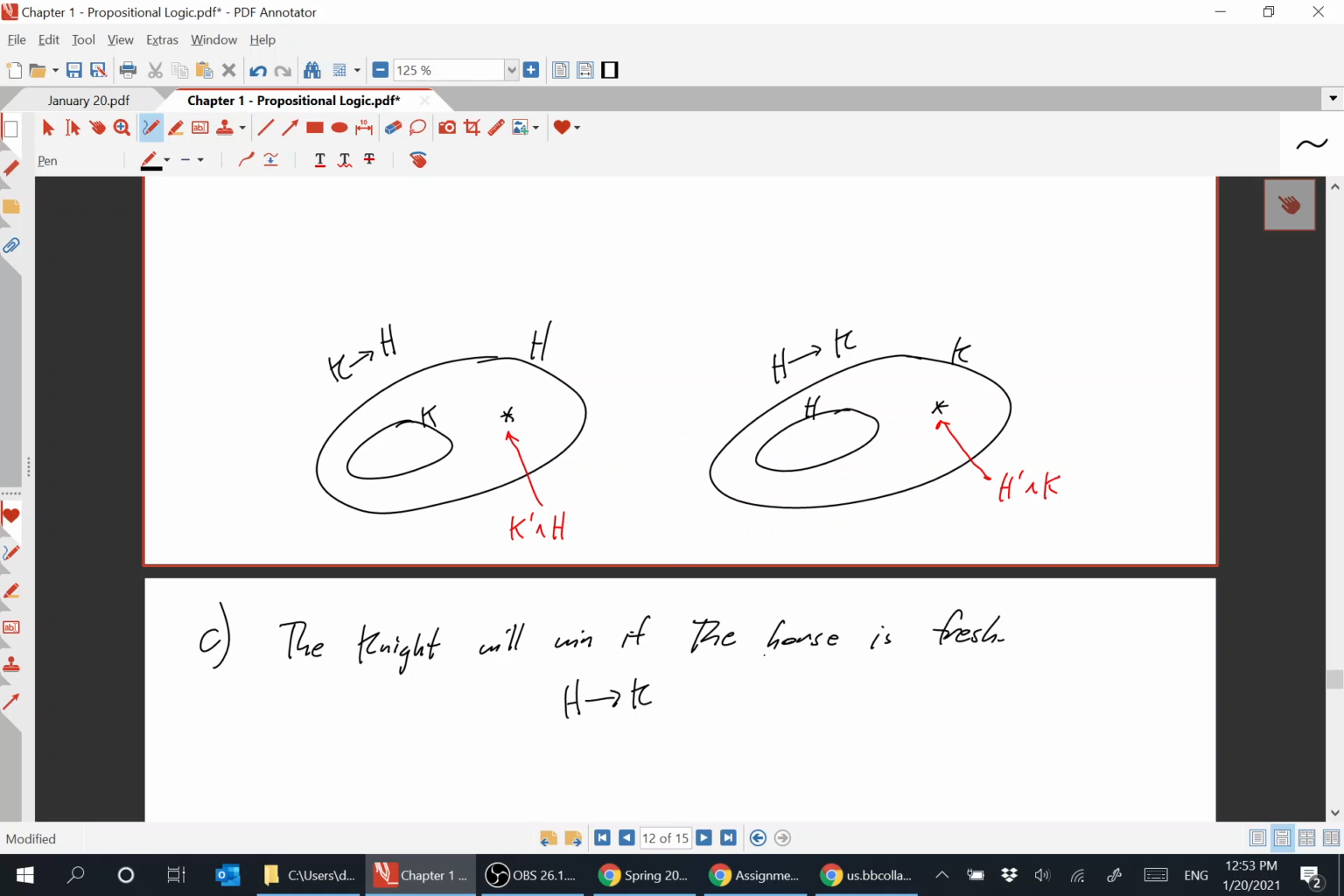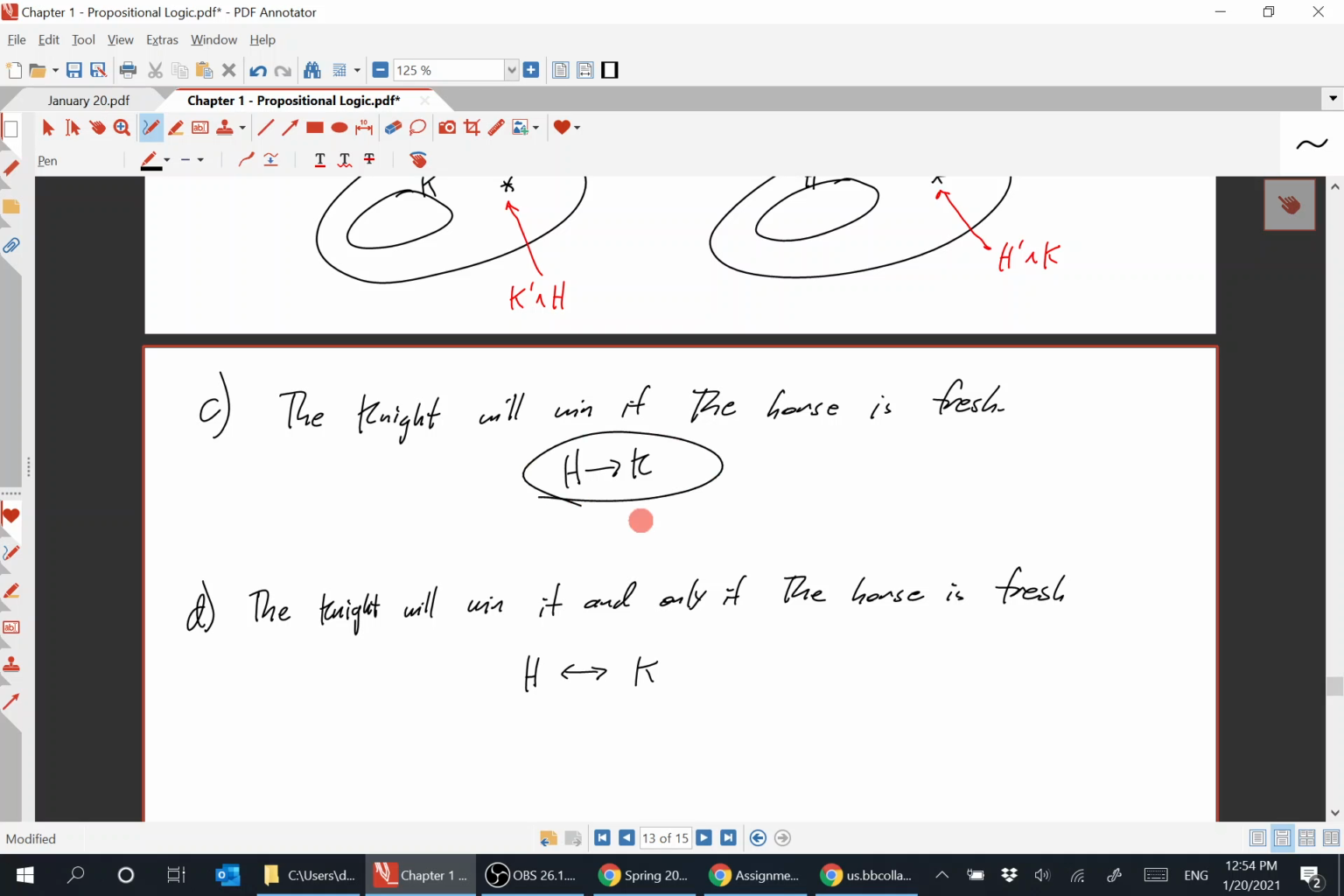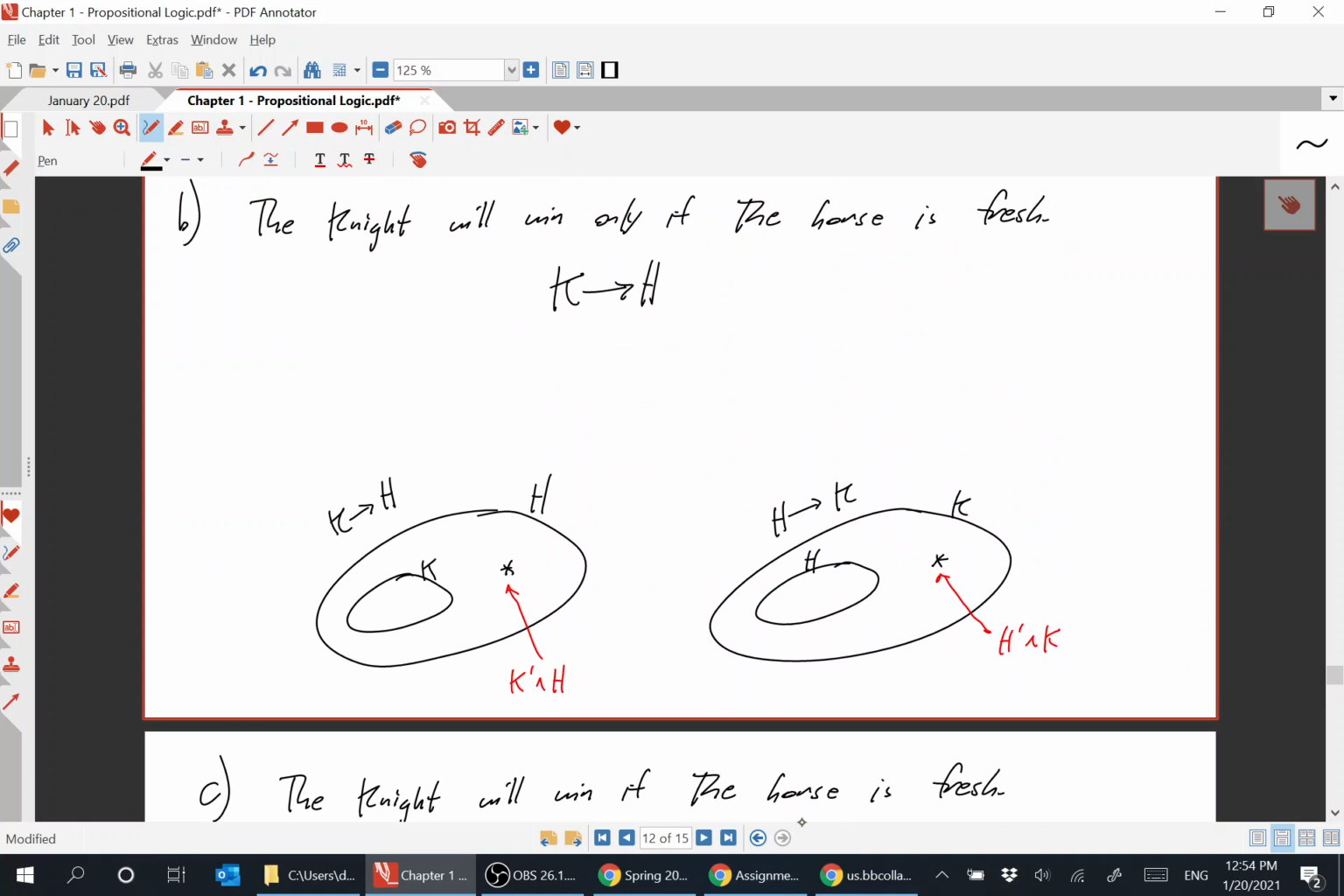So hence the term if and only if. The knight will win if and only if the horse is fresh. So this is H if and only if, logically equivalent to K. So if and only if, the if is this implication, the only if is the opposite implication.